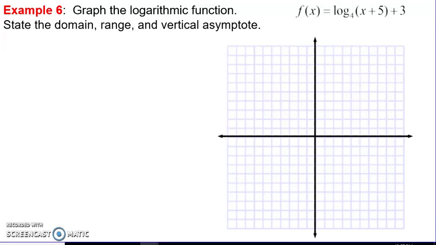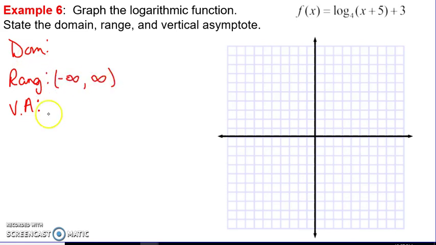Okay, example 6 says graph the logarithmic function, state domain, range, and vertical asymptote. So again, we want to make sure we have our domain, our range, and our vertical asymptote. Remember, the range is always negative infinity to positive infinity. Our vertical asymptote can be found by identifying what our h value is. So our h in our case is 5, but remember it's the opposite. So it's going to be x equals negative 5.